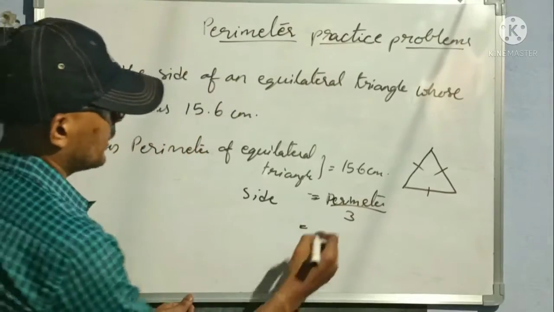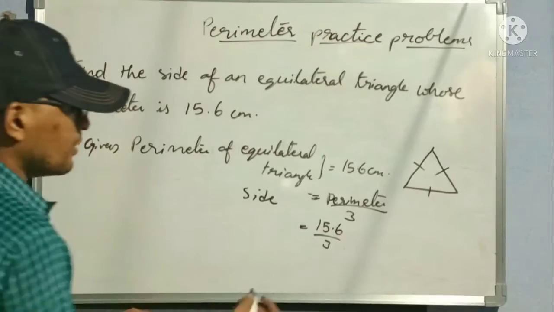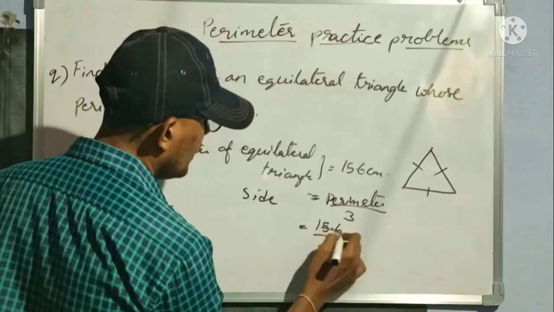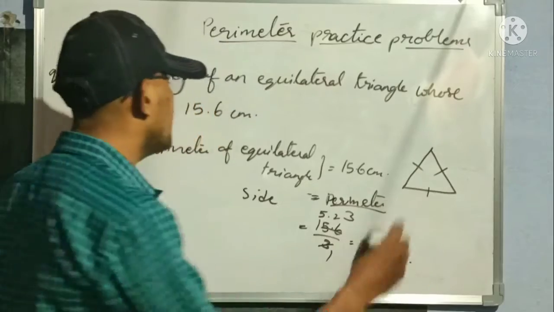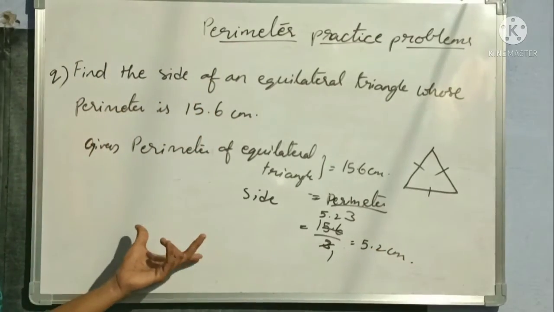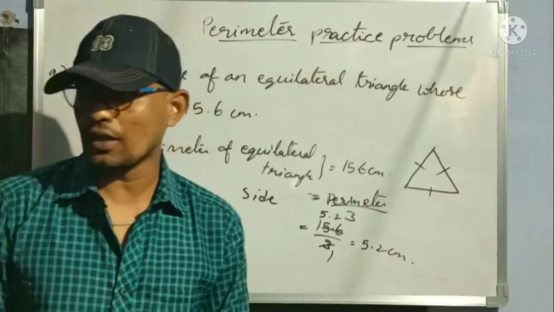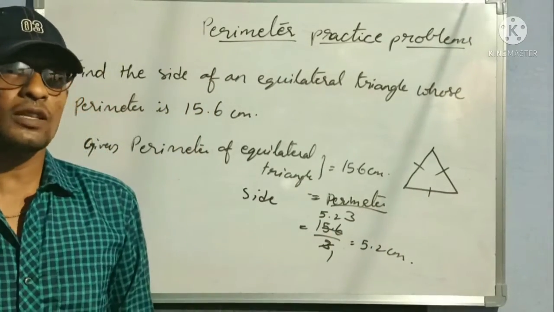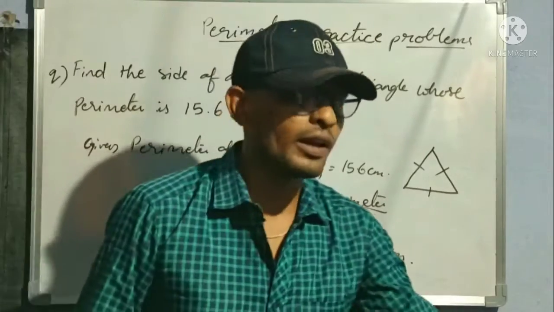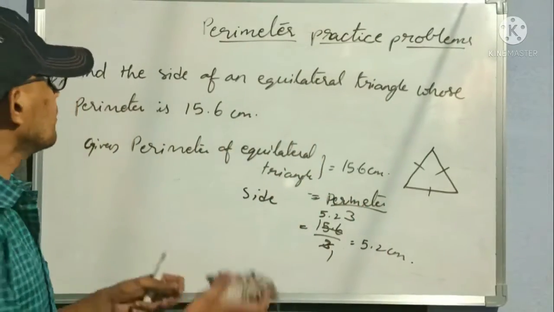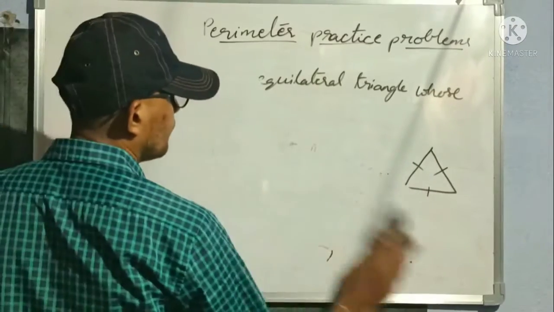Very simple. That is 15.6 divided by 3. Cancellation, 3 table: 3 ones are 3, 3 fives are 15, 3 twos are 6. So my answer is 5.2 centimeters. Very easy, right? So the side of the equilateral triangle is 5.2 centimeters. Clear? So these are the two important problems related to the perimeter of an equilateral triangle. Next, let us go for the perimeter of a square. They are also the same.